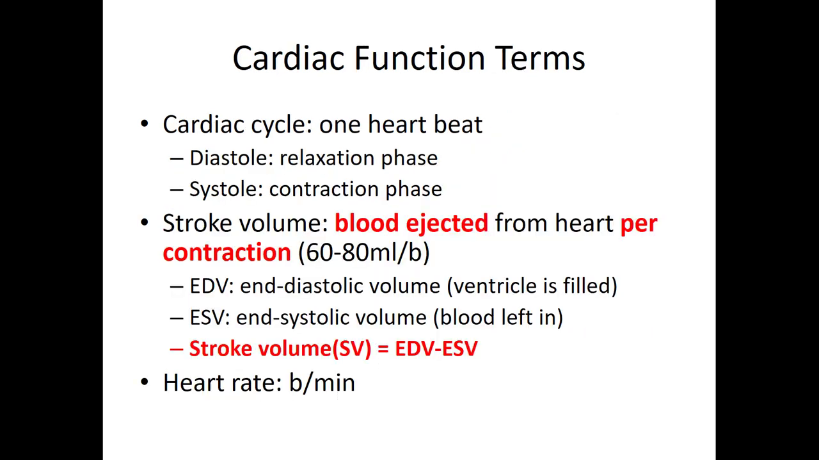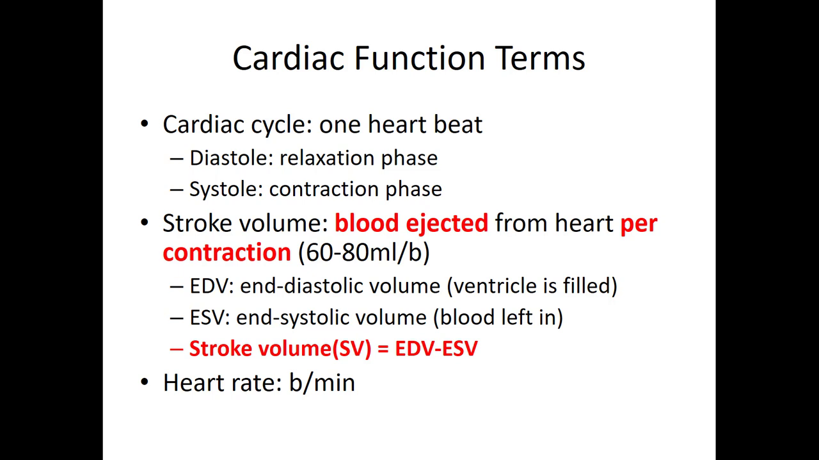Cardiac cycle, we already talked about. This is one heartbeat, lub-dub, right? Diastole, the relaxation phase. Systole, the contraction phase. And stroke volume, this is important. Stroke volume is blood ejected from the heart per contraction, 60 to 80 milliliters per beat. And EDV means end diastolic volume, so when the ventricle is filled. ESV is end systolic volume, the blood left in. So stroke volume, or SV, is EDV minus ESV. Does it make sense? EDV minus ESV, right? So blood ejected from the heart per contraction.